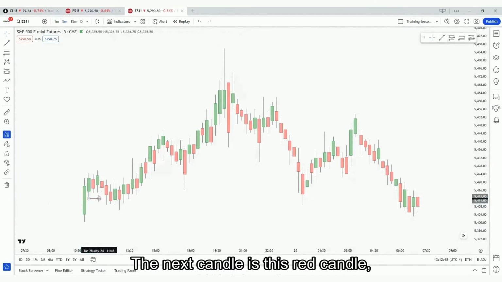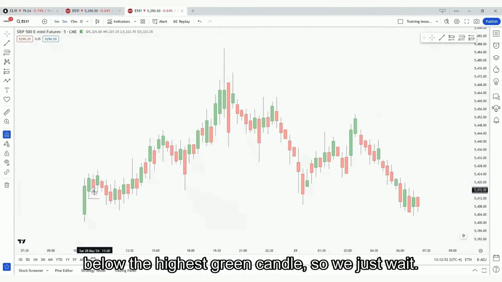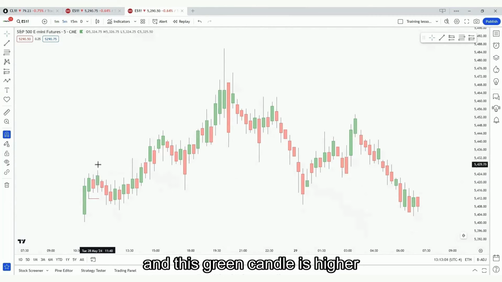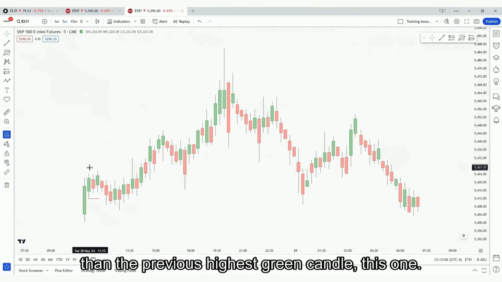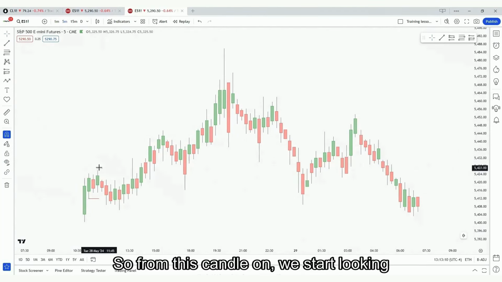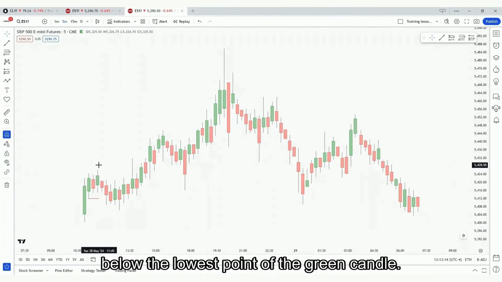The next candle is this red candle, but this red candle is not closing below the highest green candle. So we just wait. Then we have this green candle, and this green candle is higher than the previous highest green candle, this one. So from this candle on, we start looking for a red candle closing below the lowest point of this green candle.